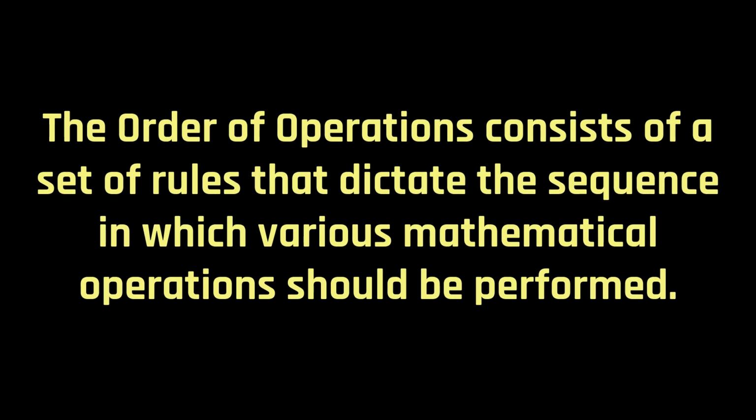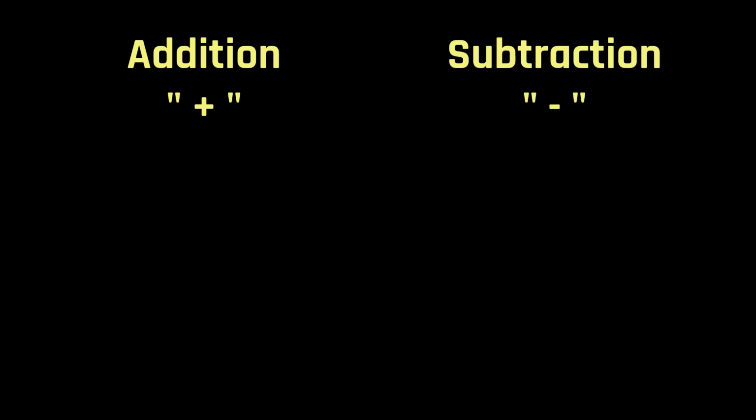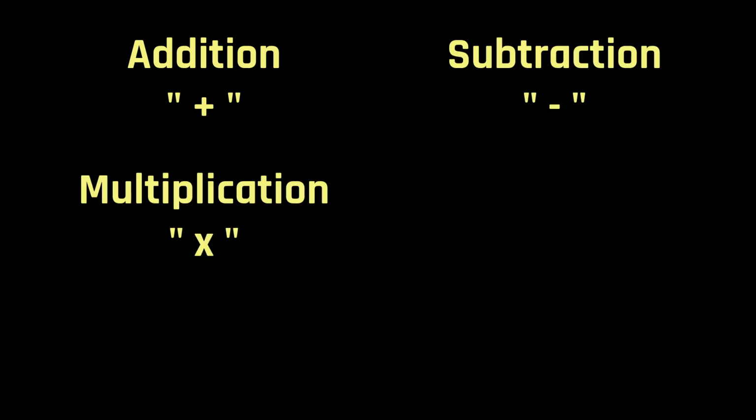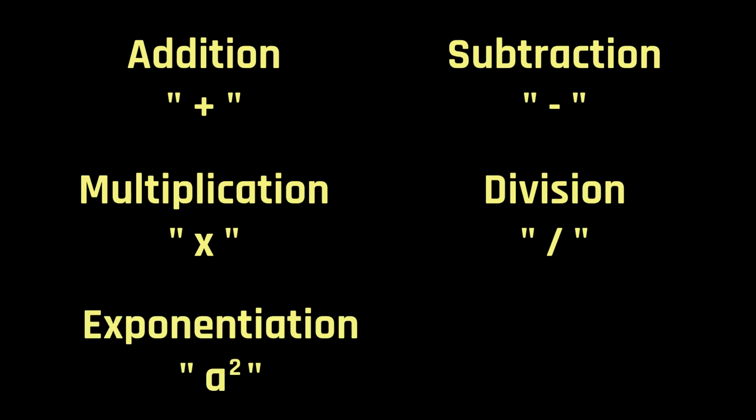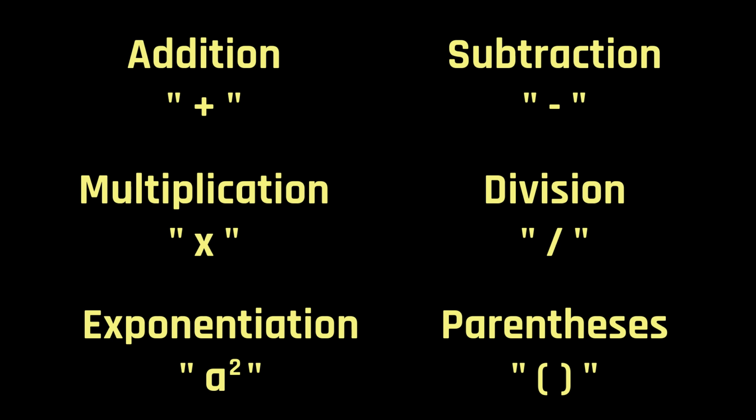The order of operations consists of a set of rules that dictate the sequence in which various mathematical operations should be performed. These operations include addition, subtraction, multiplication, division, exponentiation, and grouping symbols such as parentheses. By adhering to these rules, mathematicians can avoid misunderstandings and ensure that everyone arrives at the same answer when evaluating a given expression.